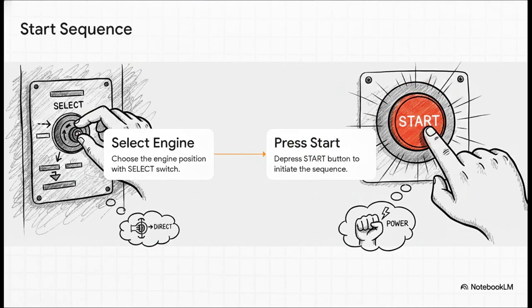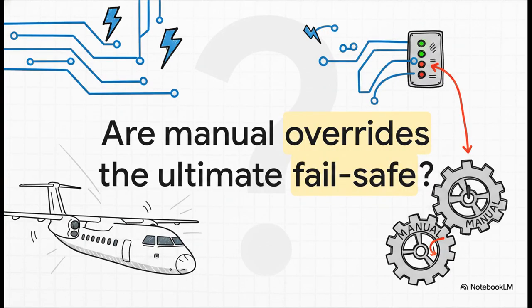Now for the actual engine start initiation. It's a simple 2-step process on the engine start control panel. First, you turn the select switch to choose your specific engine position. You're telling the system exactly where to route the starting power. Remember, select to direct. Then, the moment of truth, you physically press the start button. Depressing that button officially commits the aircraft to the starting sequence. Just push for power.